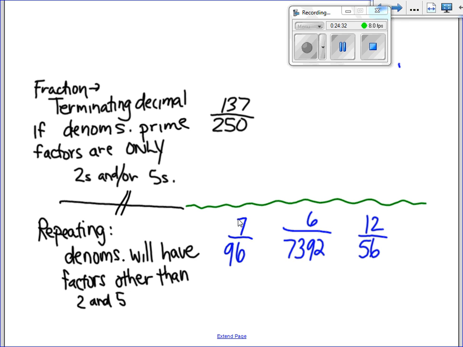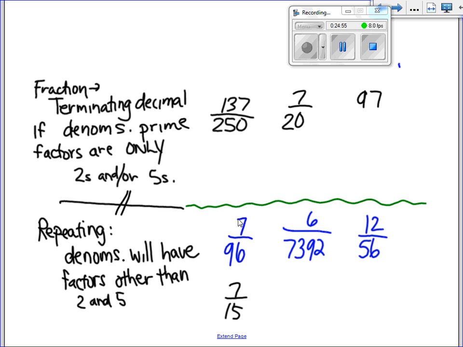Logan? 7/15. Where does 15 belong? Does it have anything besides 2s and 5s in it? It has 5. Oh wait, no, it has 3. It has a 3 in it, so that would go down below. 7/20. Yes. That's 2 times 2 times 5. All right. Luke? 97/100. Yep, 97/100.